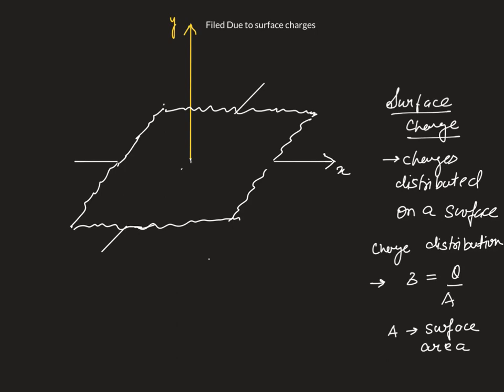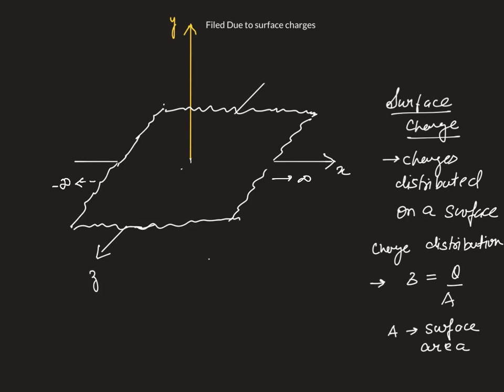For example, consider this surface charge. Now, it needs some explanation here. This surface charge is basically a sheet, like a sheet of paper, which is placed on the XZ plane. If you take into account the x-axis and the z-axis, this entire sheet of paper is placed on the XZ plane. This sheet goes to infinity in all directions.